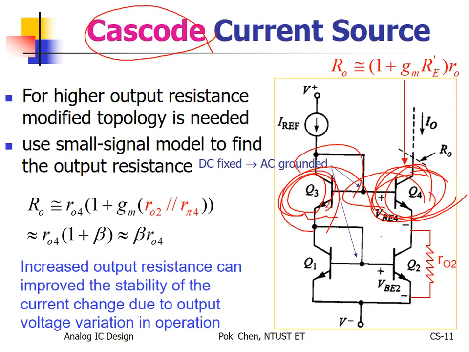So the major function of Q3 is to provide proper bias to Q4. That's it. Q3 is not a cascading transistor. No. Why? Because its collector is connected to its base, so the overall resistance is really small. So this is not for cascading, only Q4. Good.